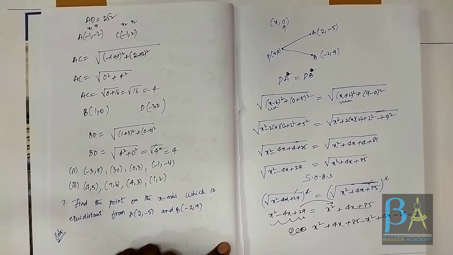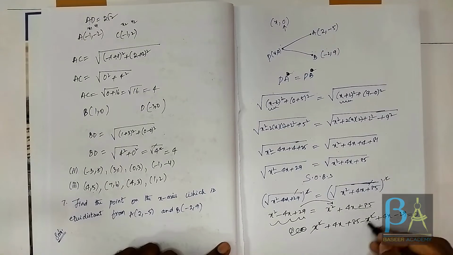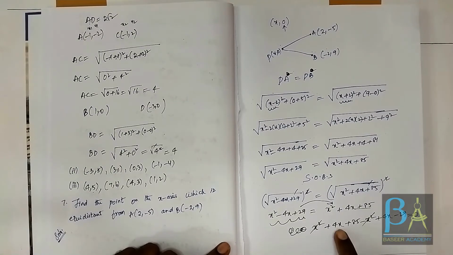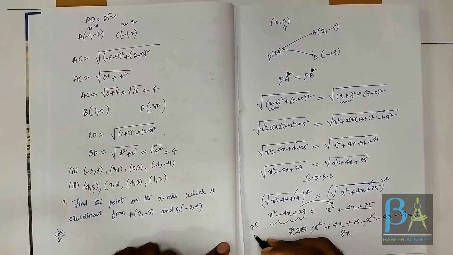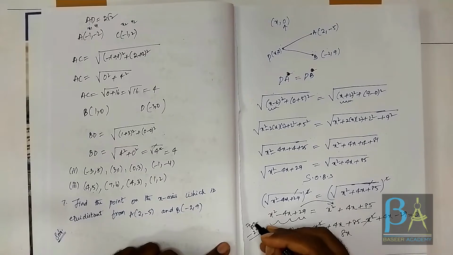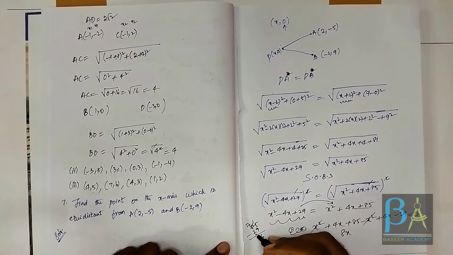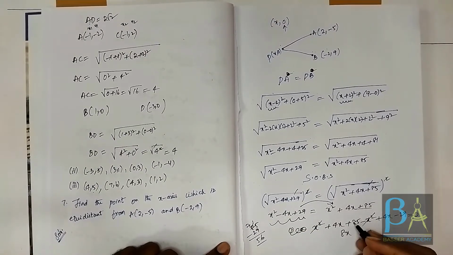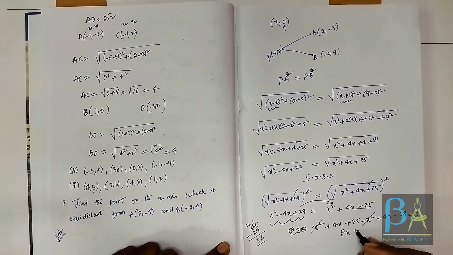That is something that you can try. Now plus x square and minus x square, they will cancel out. 4x plus 4x gives me 8x. 85 minus 29: 15 minus 9 is 6, 7 minus 2 is 5, so 85 minus 29 is 56. Now let us solve this simple equation.